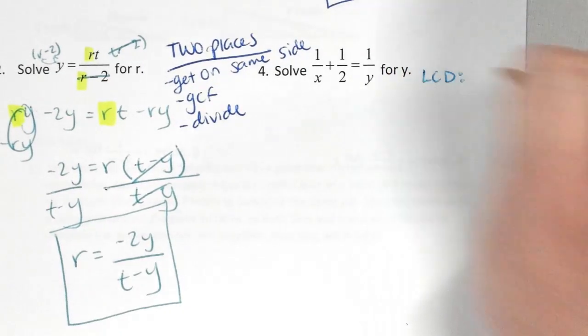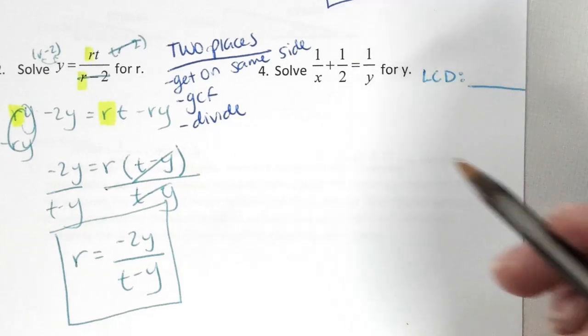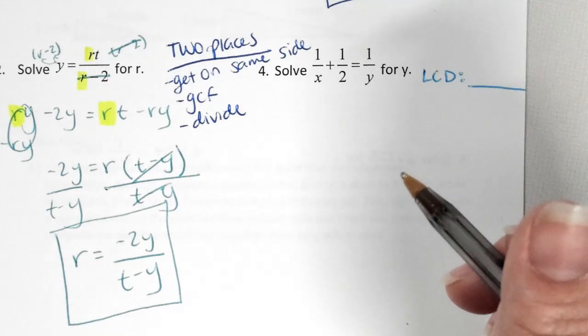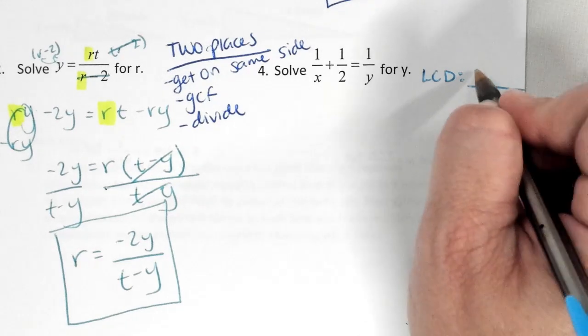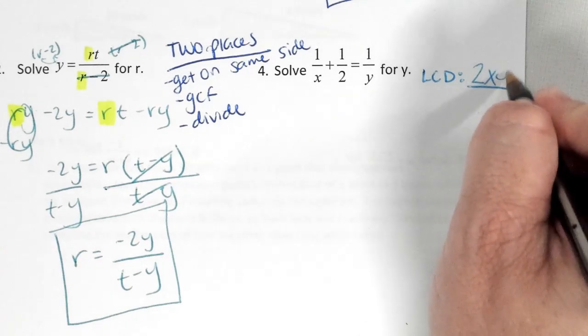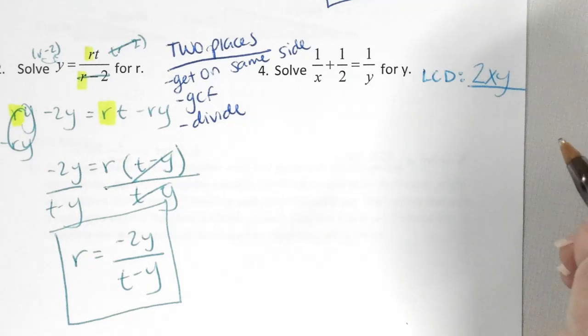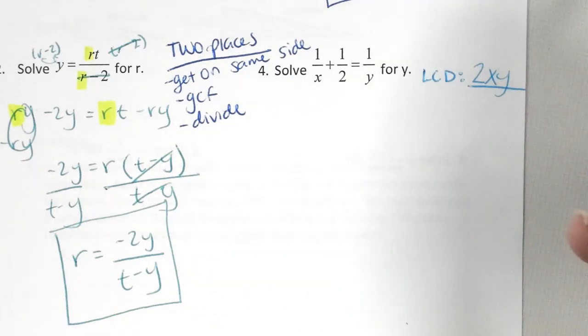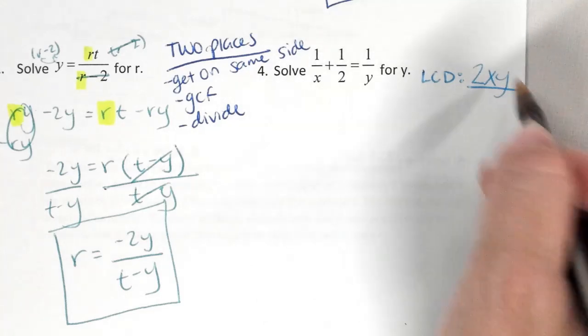Okay, so looking at number 4, what do you think our least common denominator is? It's going to have a 2, it's going to have an x, and it's going to have a y. It's going to have all three because none of them are alike and we can't cancel anything, so you just have to multiply them all by each other. So if this one already has an x, what is it missing?